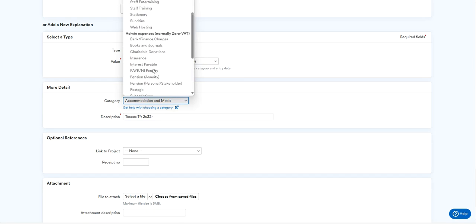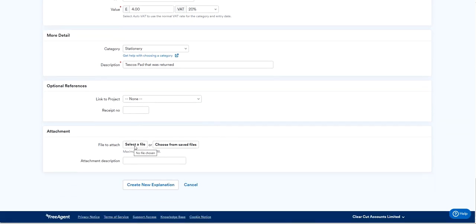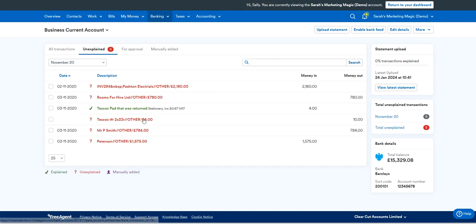In this case, I'm going to say that it is stationery, and then I'm going to describe it as pad that was returned, or something that was refunded, so that when you go back and have a look at this later on, you will remember what happened. I would then attach the receipt by selecting a file and attaching it, and then I would create the explanation. So what this has done is it has changed the £6 that you paid out, and it's made FreeAgent realise that you were actually given a refund of £4, so that the amount that you now have to allocate against a receipt is £10. And that's good because that's how much the other item cost.